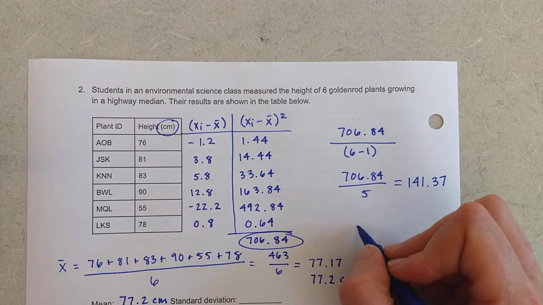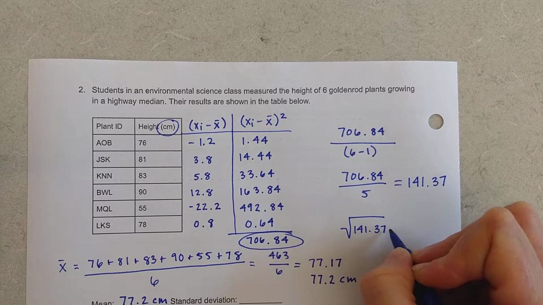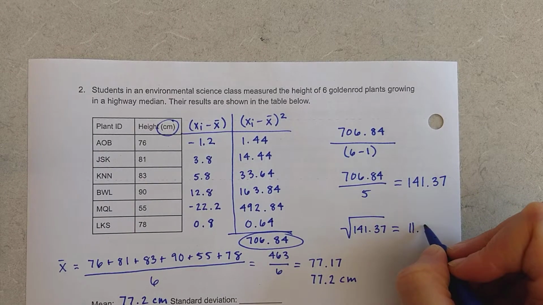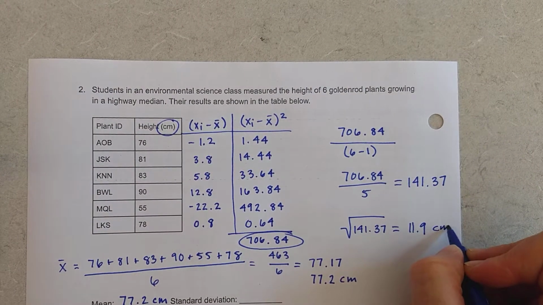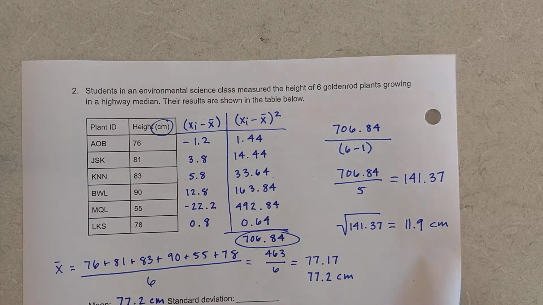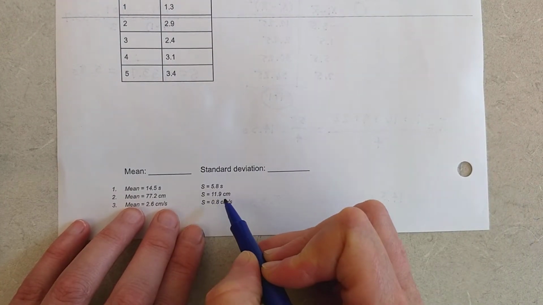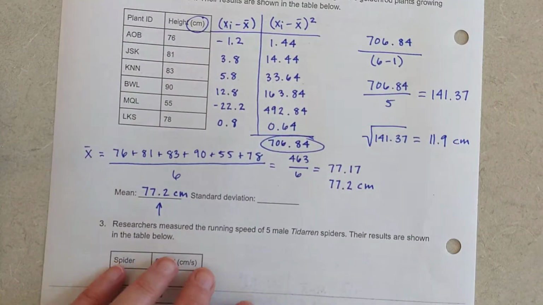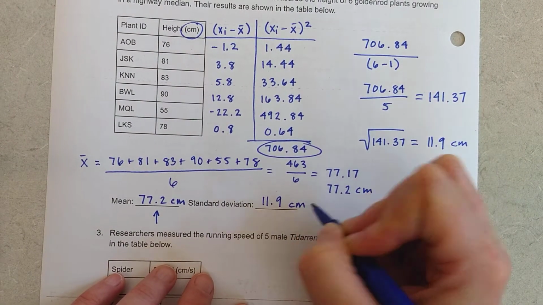And then our last step is to take the square root so that we can undo what we did back here at step 3. The square root of 141.37 is equal to 11.9. Our unit is centimeters. And before we record it on the line, let's just double check our work with the answers down here. Sure enough, the standard deviation is 11.9 centimeters.